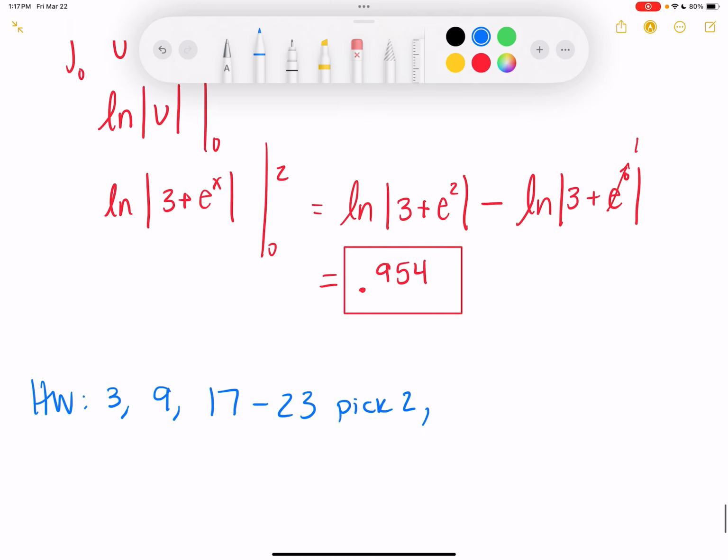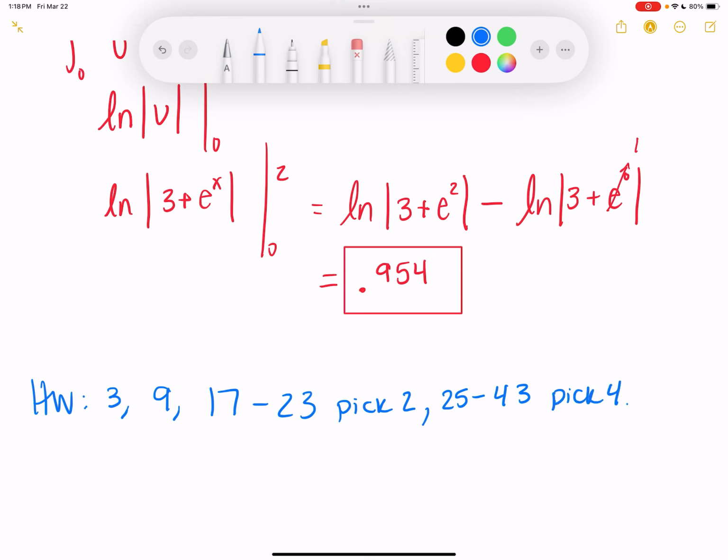I don't really care which ones. I had 19 and 23 written down on my paper, but I would say just pick 2. 23's, I mean, they give you U, so it's not so complicated. Then as far as 25 through 43, I would say pick 4.